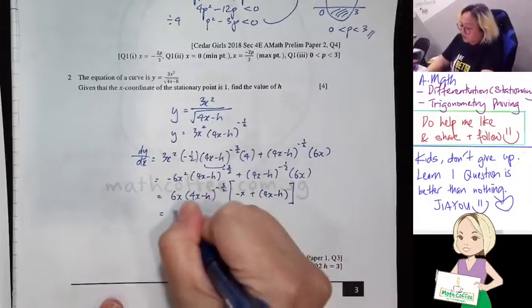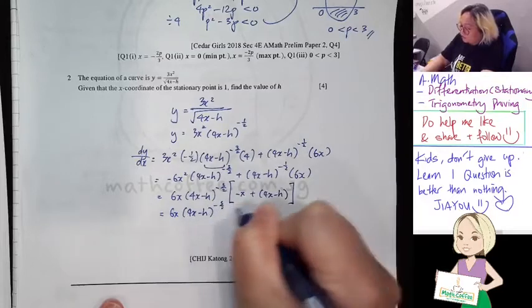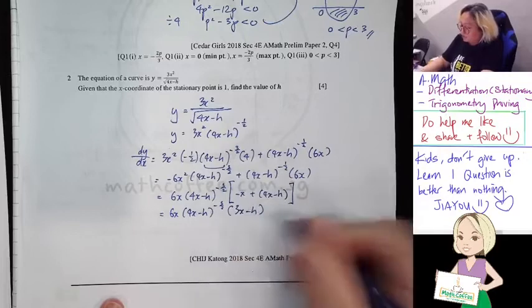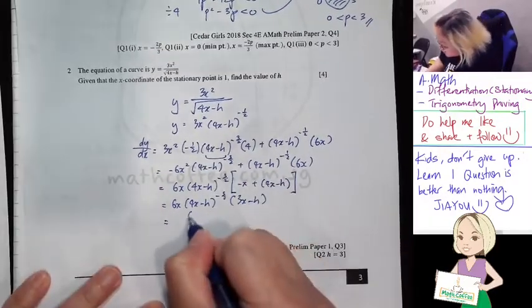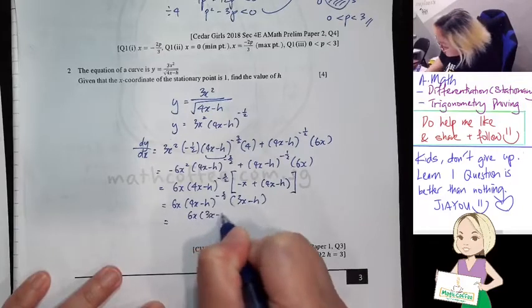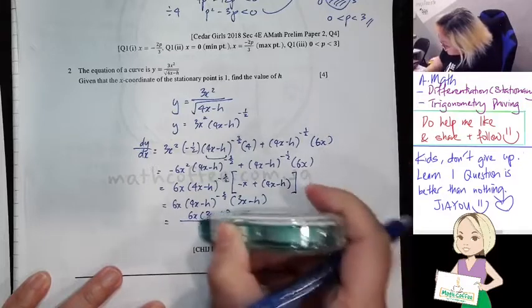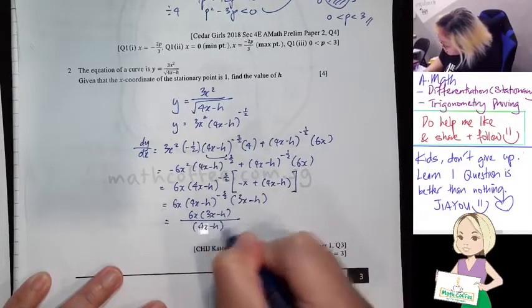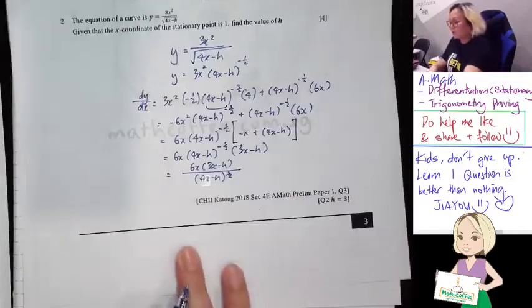Okay, so I will have 6x, 4x minus h to the power of negative 3 over 2. This one becomes 3x minus h. And put this in the form of 6x, 3x minus h over 4x minus h to the power of 3 over 2. Okay, so this is our dy dx.